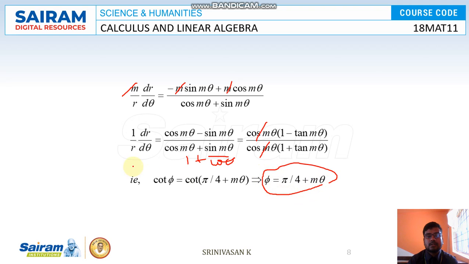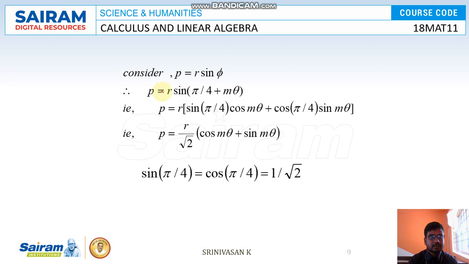So this term is 1 by r into dr by d theta equal to cot psi, and (1 minus tan m theta) divided by (1 plus tan m theta) equal to cot of (pi by 4 plus m theta). So cot and cot cancel, we will get psi equal to pi by 4 plus m theta. Now consider the pedal equation.